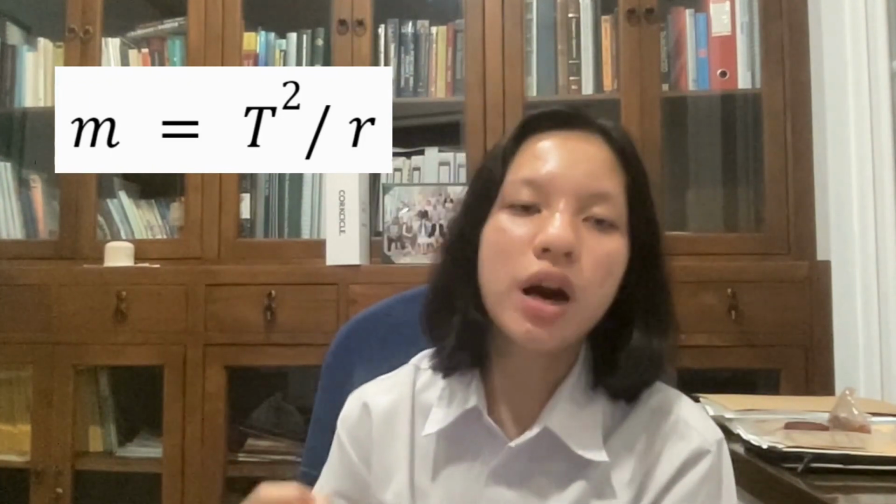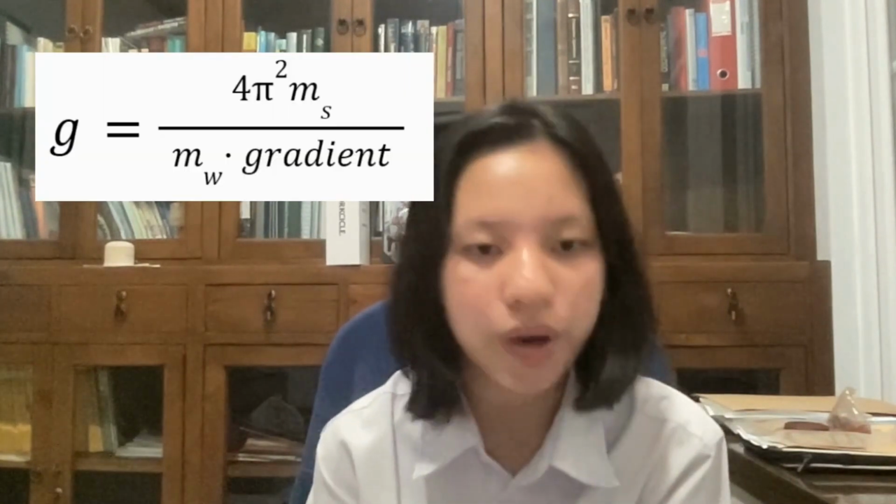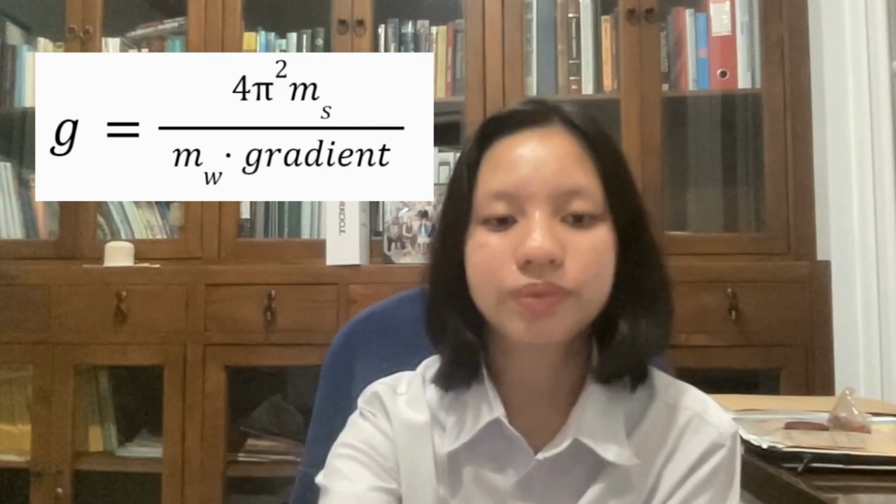As the gradient of the best fit line equals the period squared divided by the radius of the circle, we can input this value into the formula if we inverse the gradient itself. And hence we can make the formula into g is equal to 4π² times the mass of the stopper divided by the mass of the weights times the gradient. The gravitational acceleration can then be calculated by inputting the values into the equation, which we will get around 8.61 meters per second squared. Don't forget to convert the mass of the stopper and the weights from grams to kilograms so that you don't get any weird values.